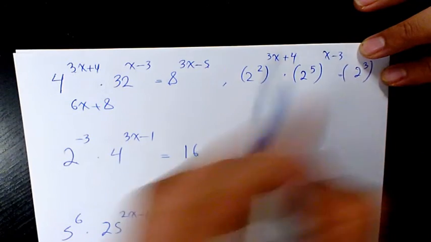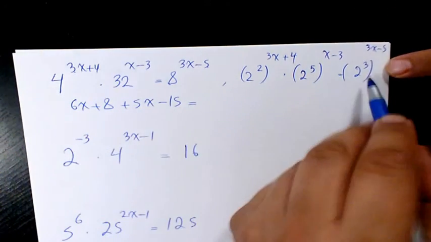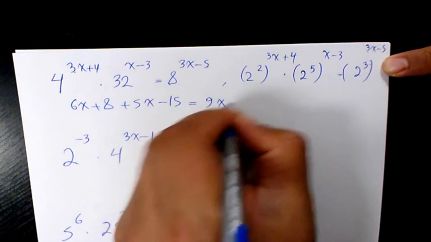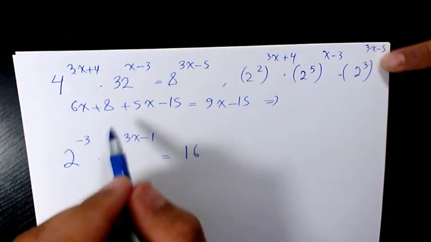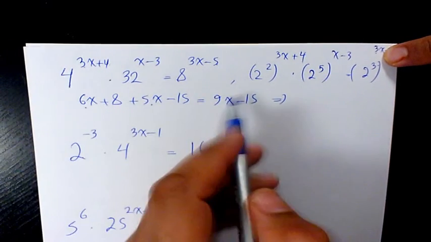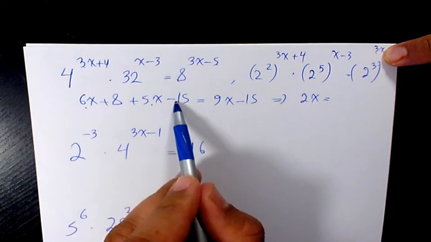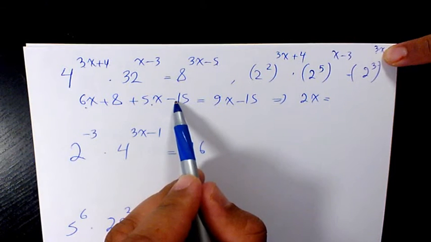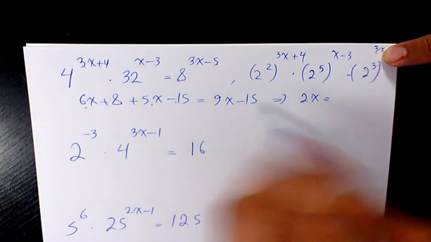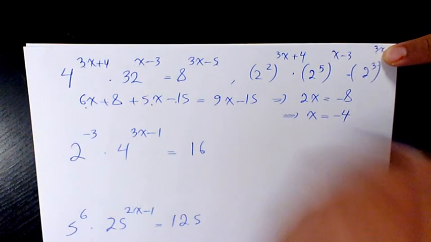5 times x minus 3 is going to be 5x minus 15, equals 3 times 3x minus 5, which is going to be 9x minus 15. So when you simplify it, 6x and 5x is going to be 11x, minus 9x is going to be 2x. Here 8 and negative 15 is going to be negative 7. When you move it to the other side, it's going to be positive 7. With this negative 15 is going to be negative 8. So x will be negative 4.